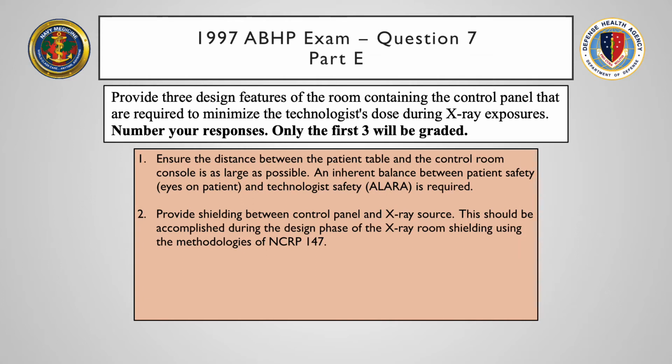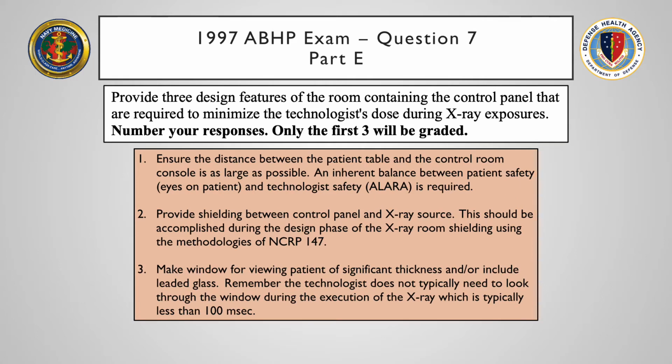This should be accomplished during the design phase of X-ray room shielding using NCRP 147. And the viewing glass where you watch the patient, you want to make as thick as possible and or include leaded glass. So this is, I think, the least important because typically when the technologist is actually pushing the button, he doesn't have to have his eyes physically on the patient.